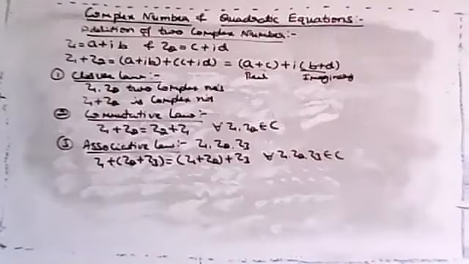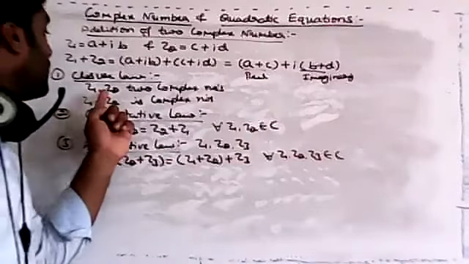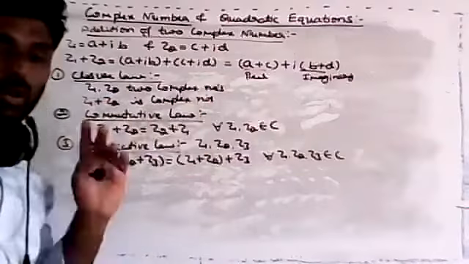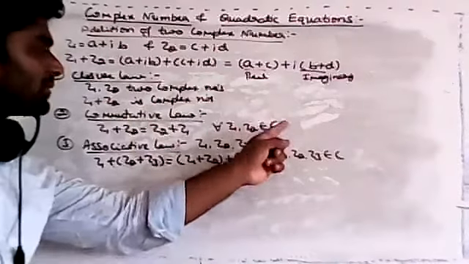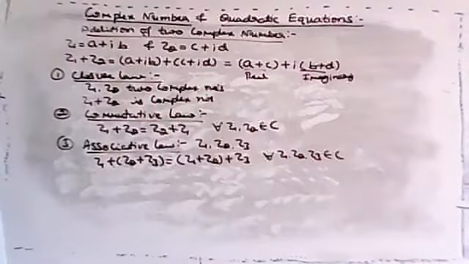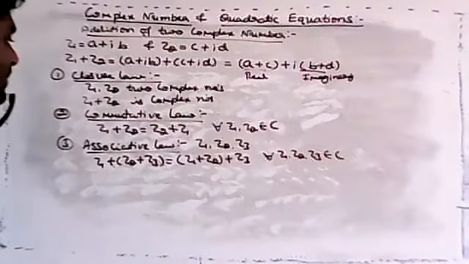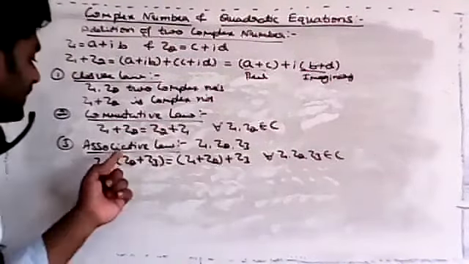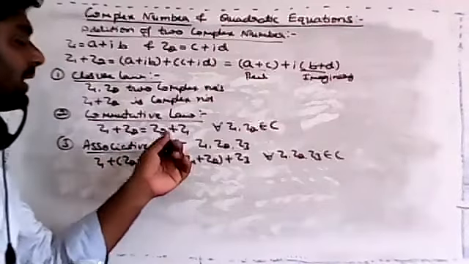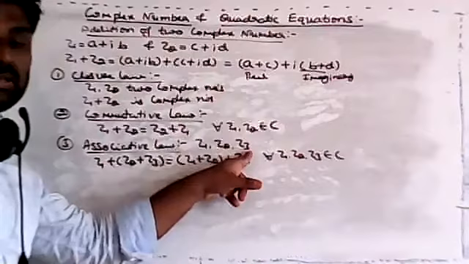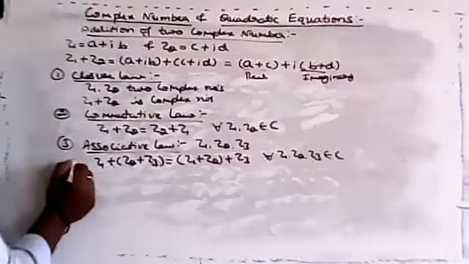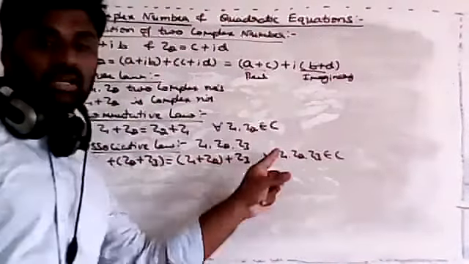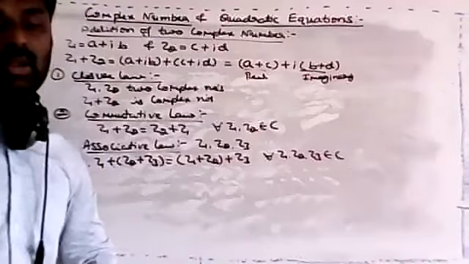Clear? So the first one is closure law. If any two complex numbers Z1, Z2 are added, Z1 plus Z2 is a complex number, where Z1, Z2 belong to the complex numbers. Similarly, commutative law: for any two complex numbers, Z1 plus Z2 equals Z2 plus Z1, for all Z1, Z2 belonging to C. Similarly, associative law: we consider three complex numbers Z1, Z2, Z3, and Z1 plus Z2 plus Z3 equals Z1 plus Z2 plus Z3 with the brackets grouped, for all Z1, Z2, Z3 belonging to C.